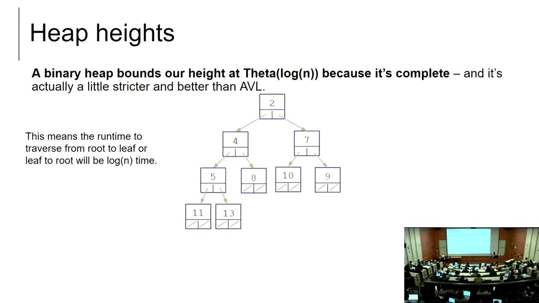Cool. Okay. So because of the completeness aspect, we are guaranteed to have a height of log n. Because of the binary nature of trees, as long as we are filling up trees, we are guaranteed that pretty much every time we go left or right, we're cutting the number of options in half, right? So as long as our tree is complete, we are guaranteeing a log n runtime from top to bottom.